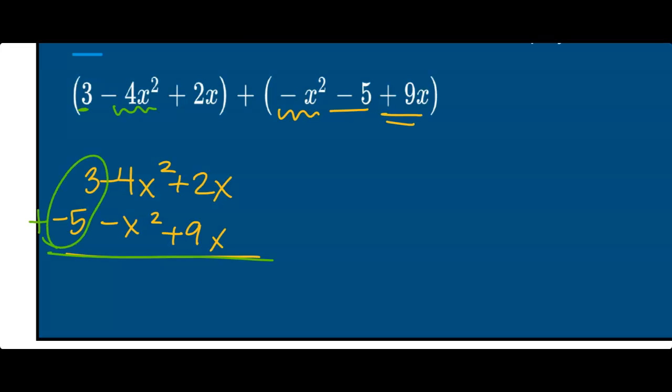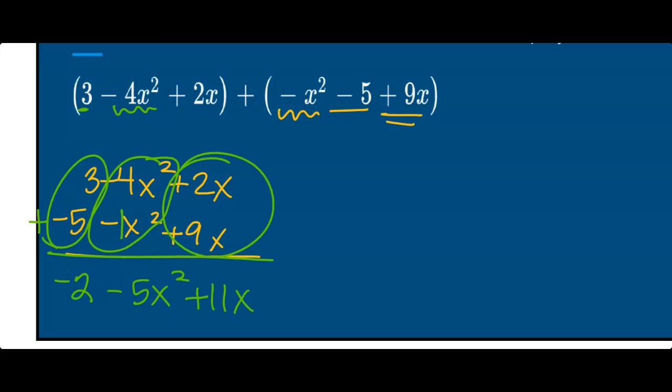So 3 plus negative 5 gives me negative 2. Negative 4x squared plus negative x squared is like saying negative 4x squared plus negative 1x squared. So that's negative 5x squared. And 2x plus 9x is 11x. Again, my variables stay the same.